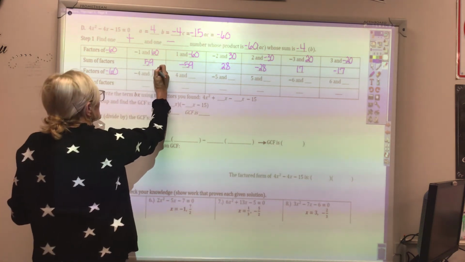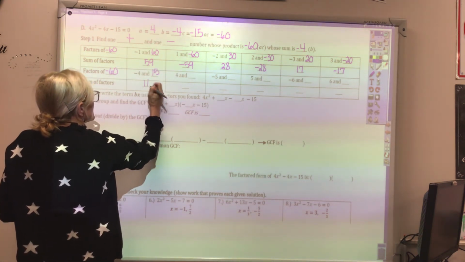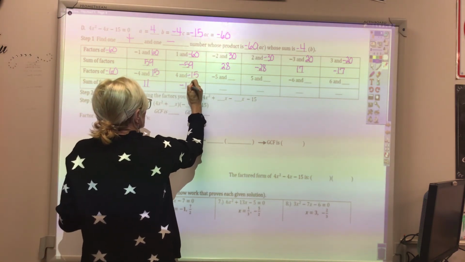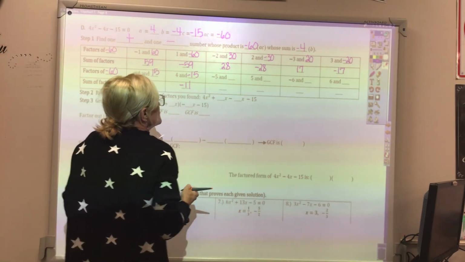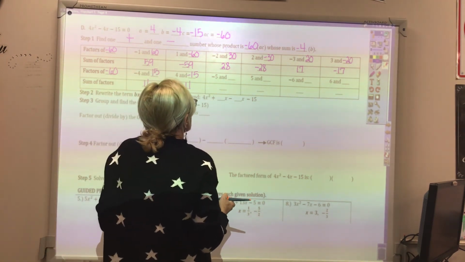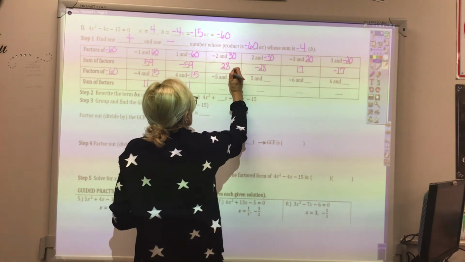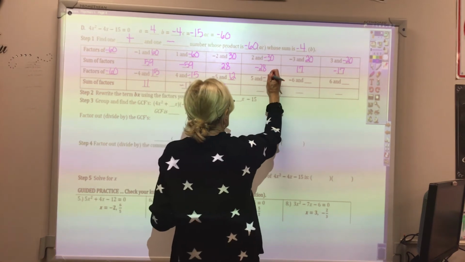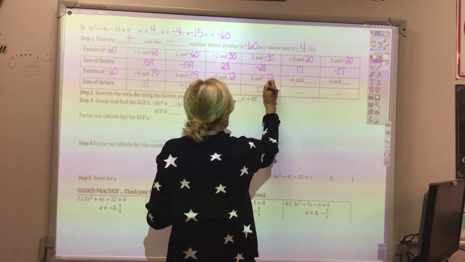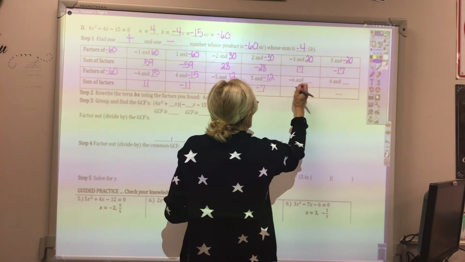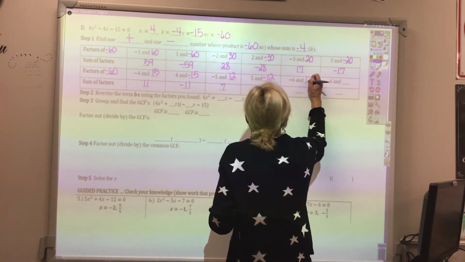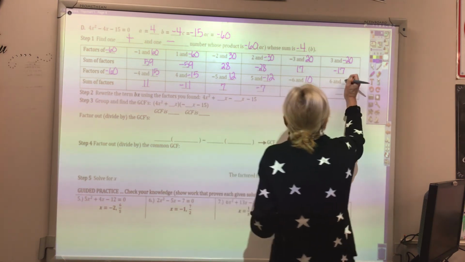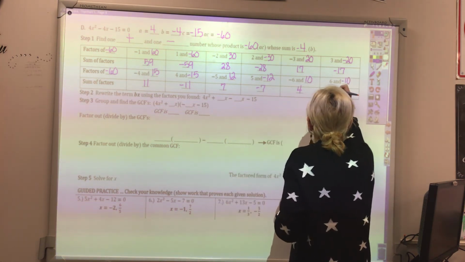Negative 4 and 15, which is 11. 4 and negative 15, which is negative 11. Negative 5 and 12, which is 7. 5 and negative 12 is negative 7. Negative 6 and 10 is 4. 6 and negative 10 is negative 4.